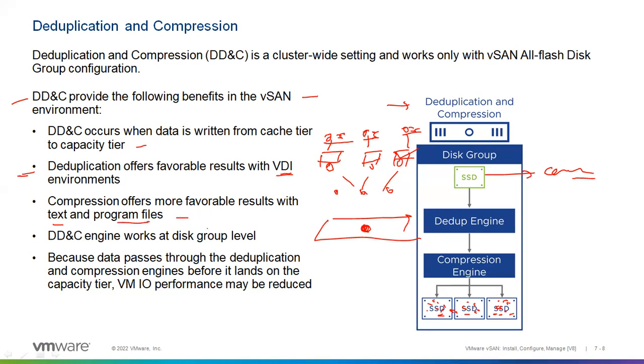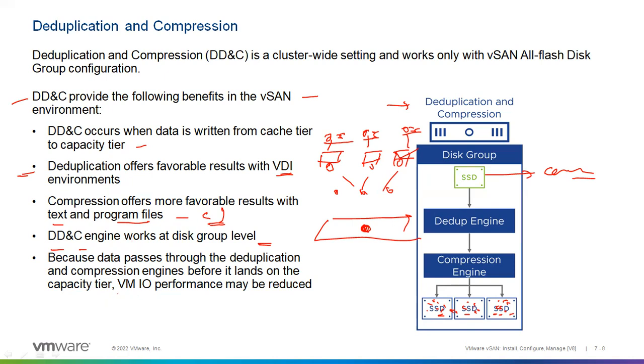Okay, especially when we are using SharePoint or a file share on a Windows server, then compression helps us a lot. So the dedupe and compression engine works at the disk group level, because data passes through the dedupe and compression engines before it lands on the capacity tier.